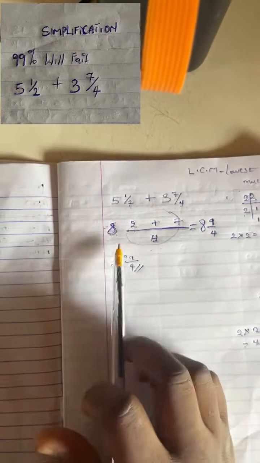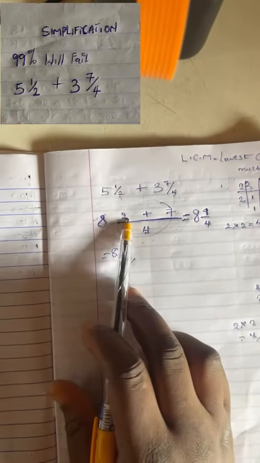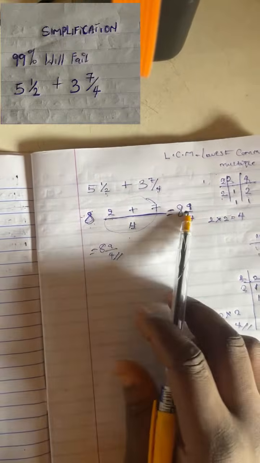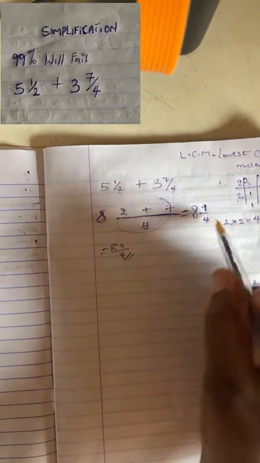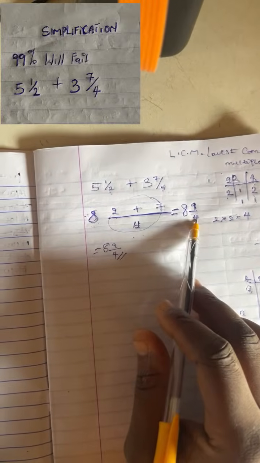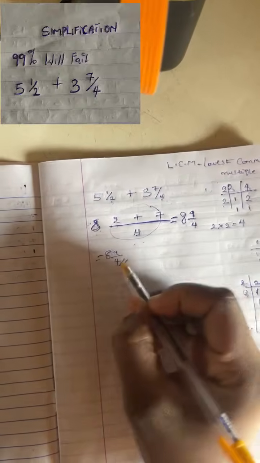Okay. Now we start. 5 plus 3 is what? 8. Equal to 8. 7 plus 2, sorry, is going to give us 9 over, you bring down this 4 here. Okay. Then you bring down this whole number. Now this is the answer.